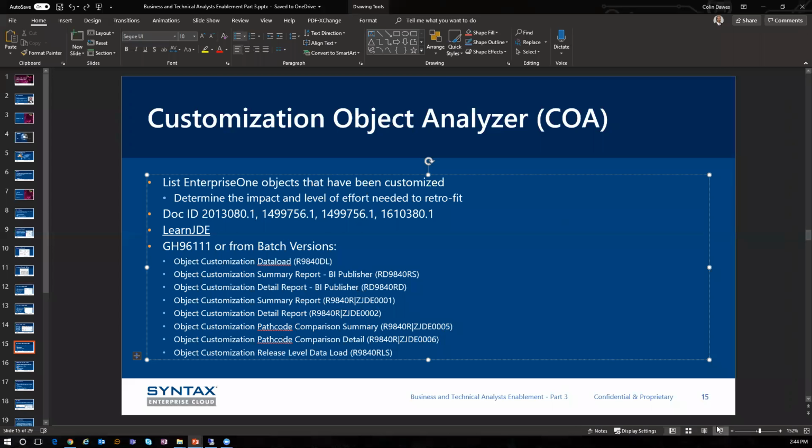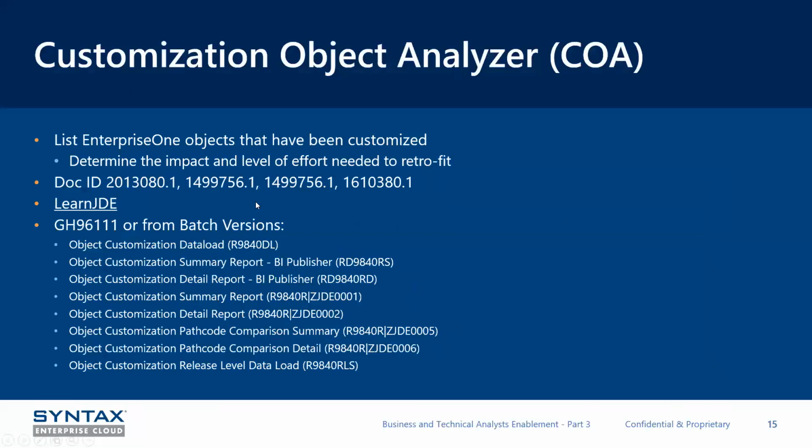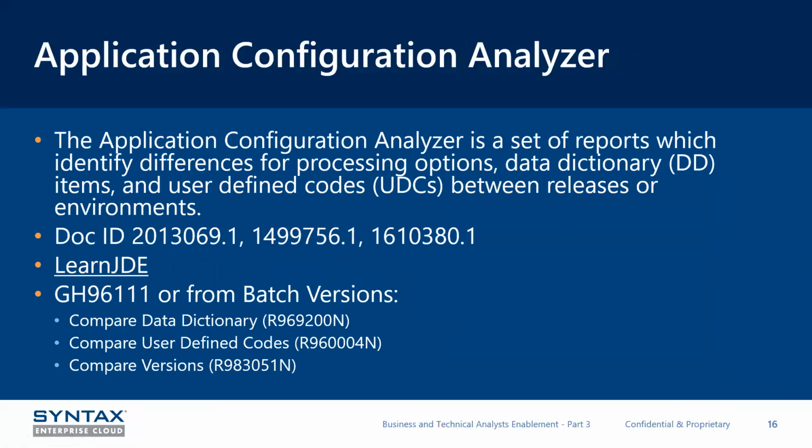And the other component of the same thing is really the application configuration analyzer. Works fairly the same way. So we do the data loads. So they're the same data loads over here. Once we've done the data loads, we can go through, we can compare the data dictionary. Most people still have one data dictionary, some have two. But this is very useful for comparing user-defined codes and the versions between environments.